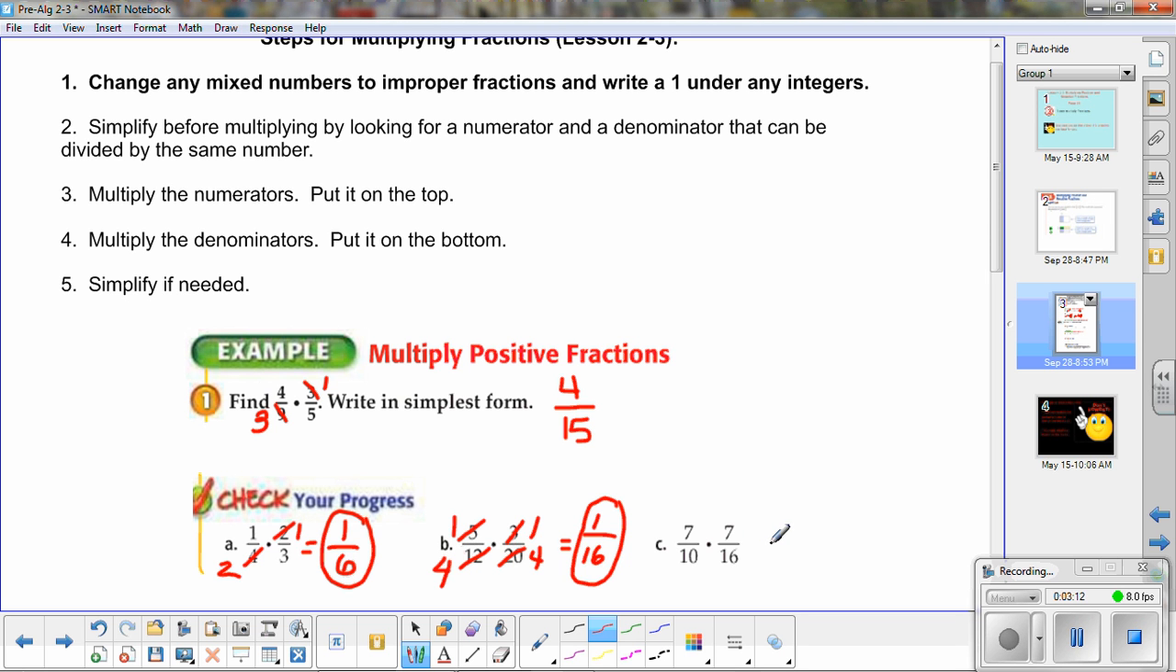In the last example of this type, there isn't anything that can be simplified ahead of time, so just multiply the numerators and the denominators. 49 and 160 do not have any common factors, so 49 160ths is the final answer.